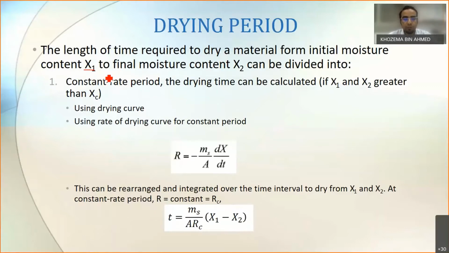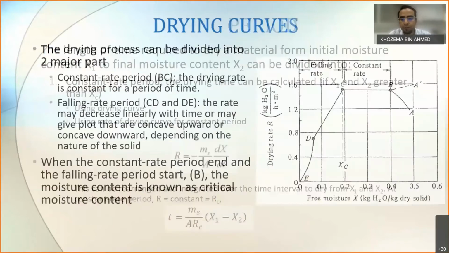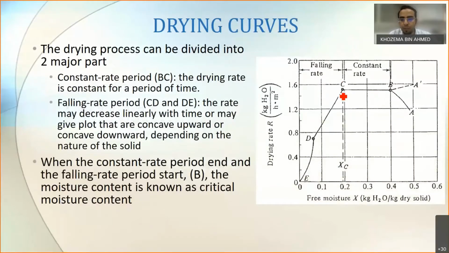Now when we are talking about the constant rate period, the drying time can be calculated if, let's say, x1 and x2 are greater than xc. If we look back at our graph here, our x1 and x2 must be in between the B and C line here. So maybe our x1 is here, our x2 is here. Both of these values must be greater than xc. Then only it falls under constant rate drying.